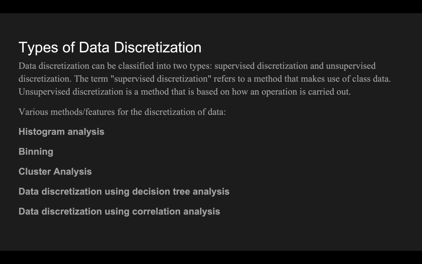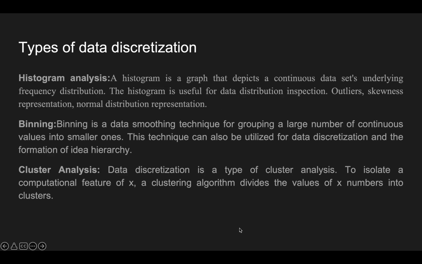Next, the types of data discretization. Before that, data discretization can be classified into two types, which are supervised and unsupervised. Based on supervised and unsupervised, we came up with the famous discretization techniques: histogram analysis, binning, cluster analysis, data discretization using decision tree analysis, and data discretization using correlation analysis.